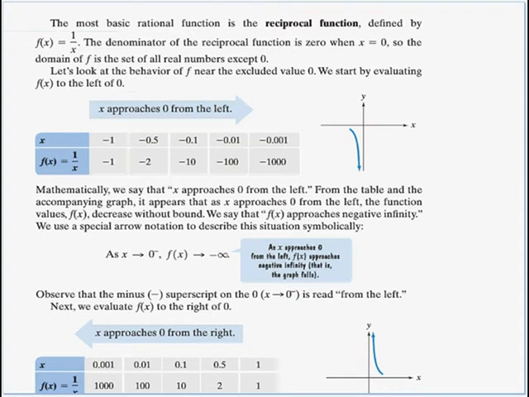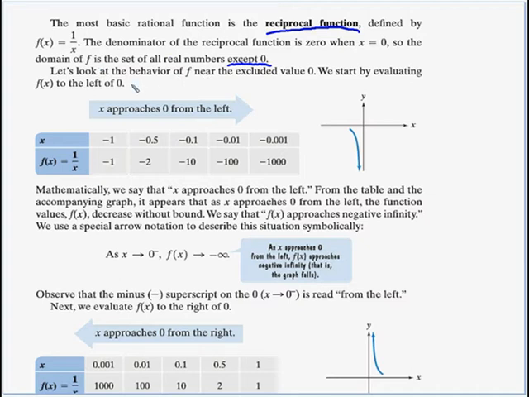The most basic of all the rational functions is the reciprocal function, defined by f of x equals 1 divided by x. The denominator of the reciprocal function is 0 when x equals 0. So the domain of f is the set of all real numbers except 0. We would take that denominator x and set it not equal to 0, so x cannot equal 0.